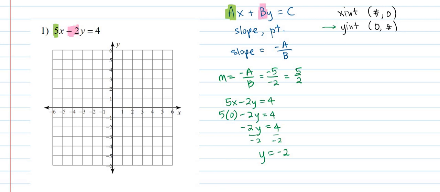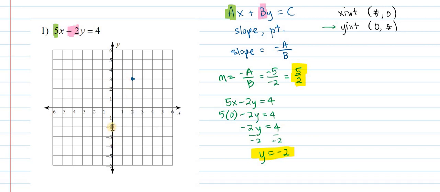We now have the information that we need in order to graph our line. We have a slope of 5 over 2, and we have a y-intercept of negative 2. So we put a dot on negative 2 as our y-intercept, and then we count our slope from there. So we can go up 5 from this dot. 1, 2, 3, 4, 5, and right 2, and our second point is here.